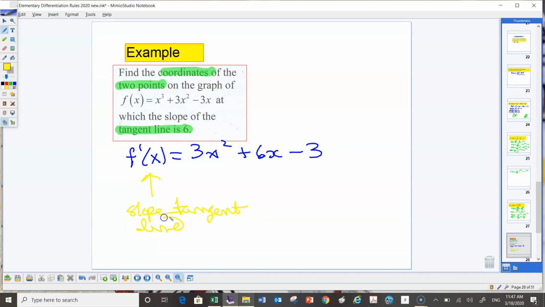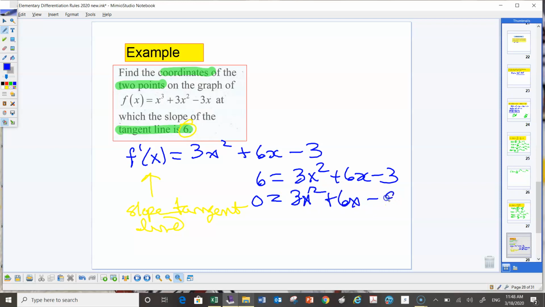So we know the slope of the tangent line is 6. So all I'm going to do is plug 6 into the derivative, into f prime, and my function on the right-hand side does not change. So now we're back to solving a quadratic equation. So, of course, we know we have to make that equal 0. And to make my math easier, I'll factor a 3 out, and I'll get x squared plus 2x minus 3.